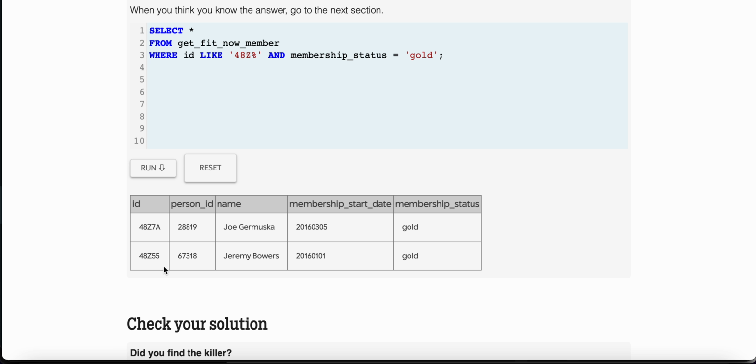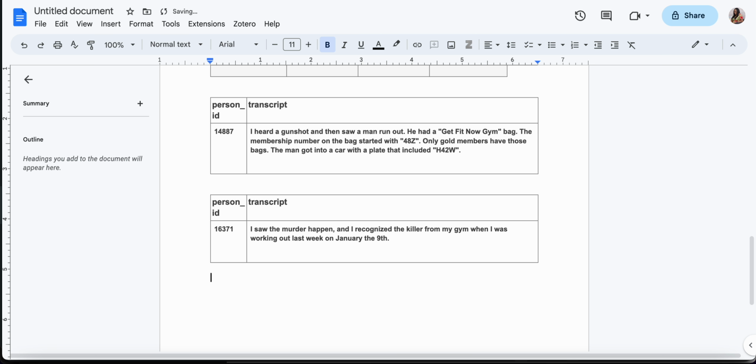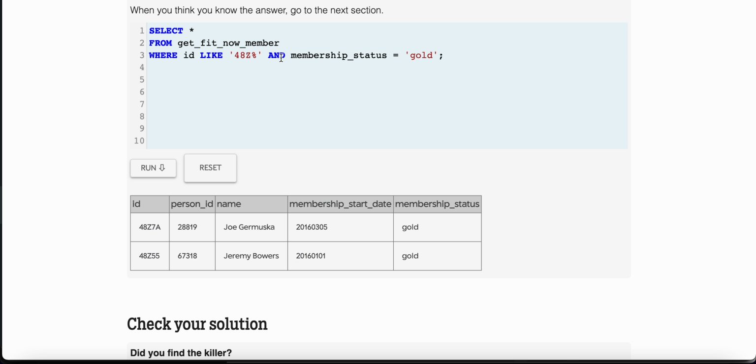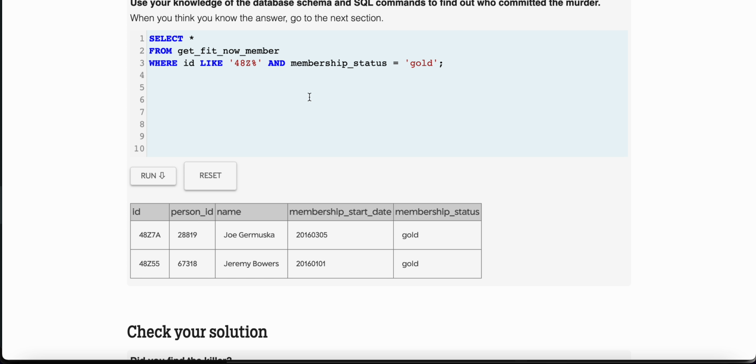Oops, okay. So there were two people, Joe Germuska and Jeremy Bowers, that have this. They have their membership status to be gold, and they have their ID starting with 48Z. Okay, really interesting. So we copy that and we pressed it. Yeah. So let's go back and check Annabelle's transcript. What did she say she saw? She said that she saw the Get Fit member, and you remember that he was in the same place with you at a particular time.